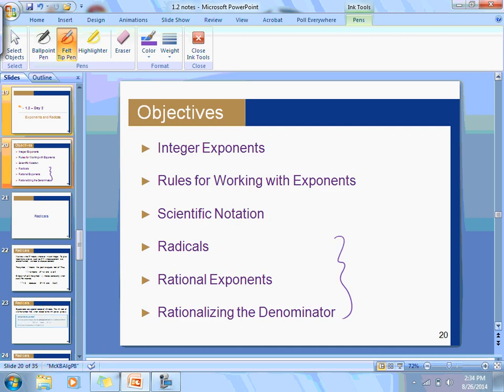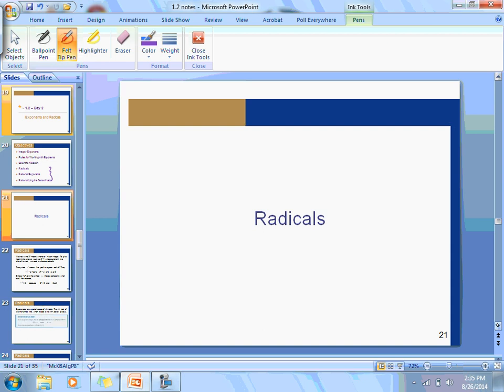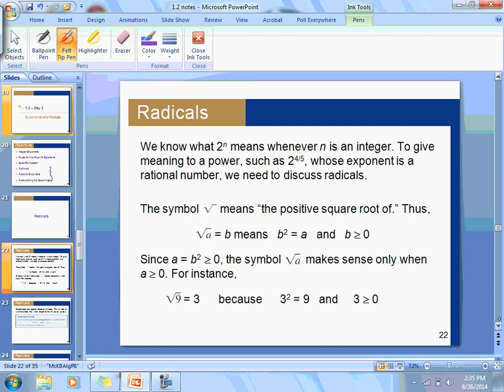We're going to talk about radicals, which are square roots, cubed roots, fourth roots, etc. We're going to talk about rational exponents, and those are exponents that can be written as a ratio or a fraction. And then we're going to refresh your memory on rationalizing the denominator, which is always a favorite concept from Algebra 2. So let's kick things off with radicals.